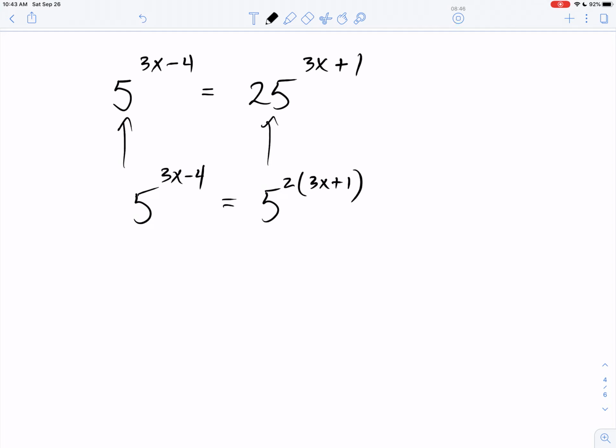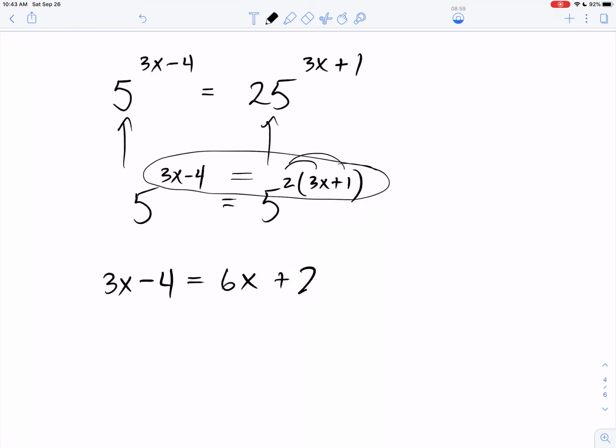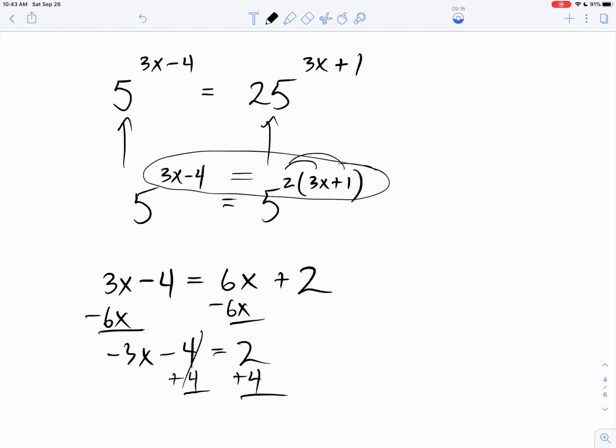But once again, back in the Algebra 1 mode, because I know I can set that equal to that, and I will end up with 3x minus 4 equals, well, what the heck, let's distribute. So that's going to be 6x plus 2. And then we finish this guy off. Negative 3x minus 4 equals 2. I'm going to move it over. You might have already beat me to the end here, because I'm writing out every step, which is negative 3x equals 6. So x must be equal to negative 2.